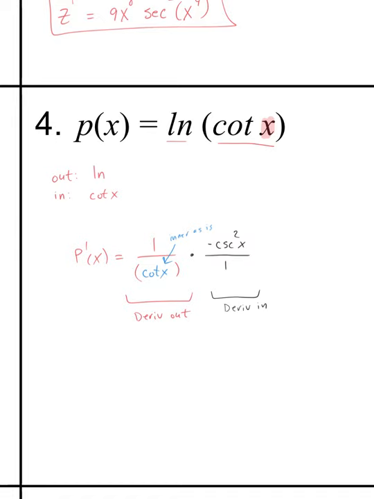So we multiply across the top and across the bottoms when we're simplifying this. So on top we have negative cosecant squared of x. On the bottom we have cotangent of x. And that is as far as you need to go.